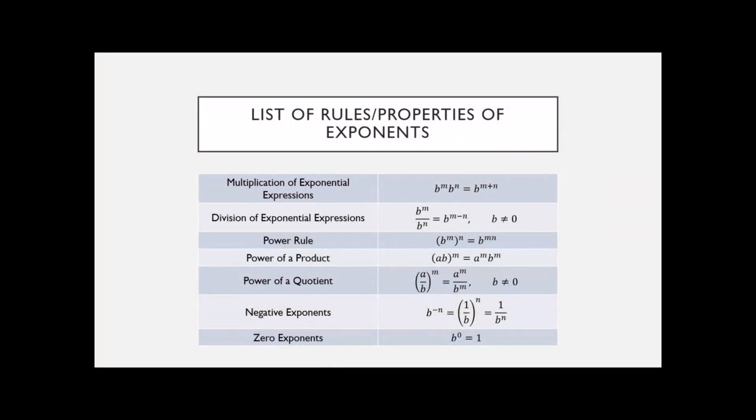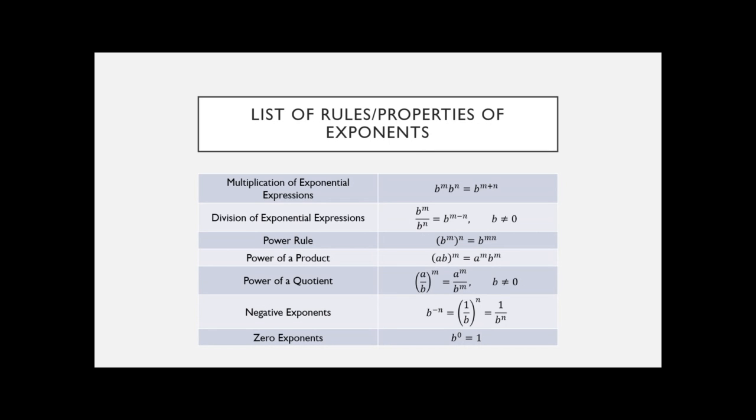So we have several rules when dealing with exponents, or properties of exponents. There's the rule when you multiply exponential expressions, you add the exponents. When you divide them, you subtract. The power rule is when you have an exponent on top of another exponent, or a power with an exponent, you multiply those. And power of a product, basically you distribute the exponents, and power of a quotient is the same thing. You can distribute exponents across a fraction, so it goes to the top and the bottom of a fraction.